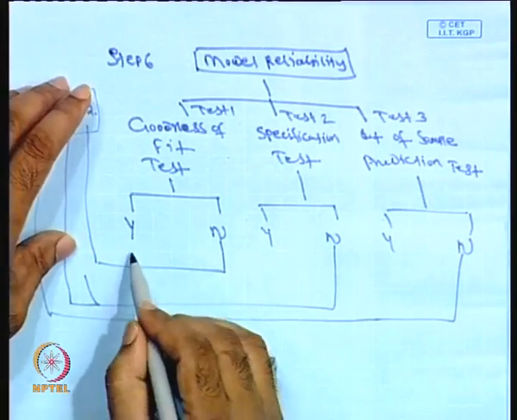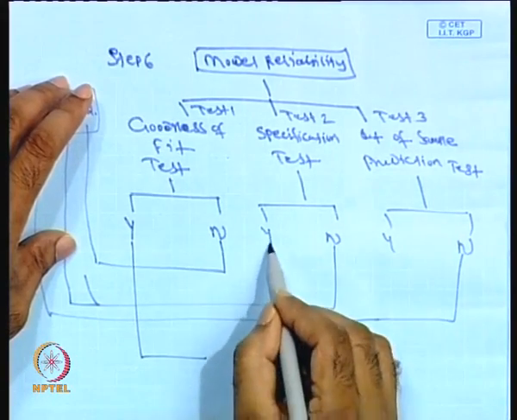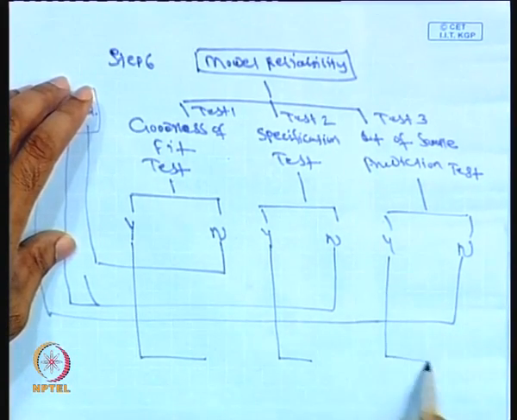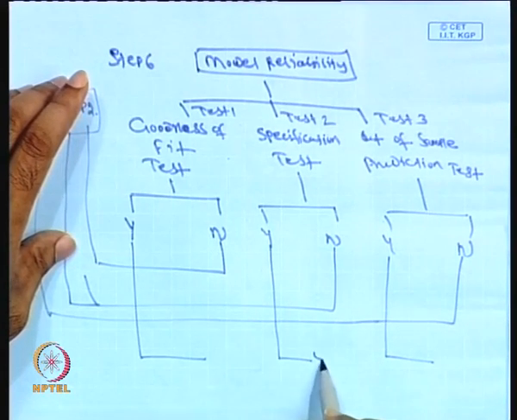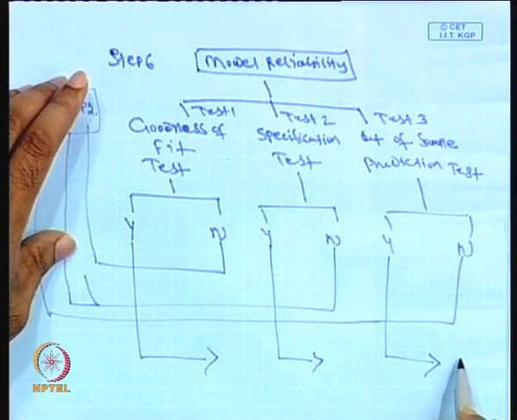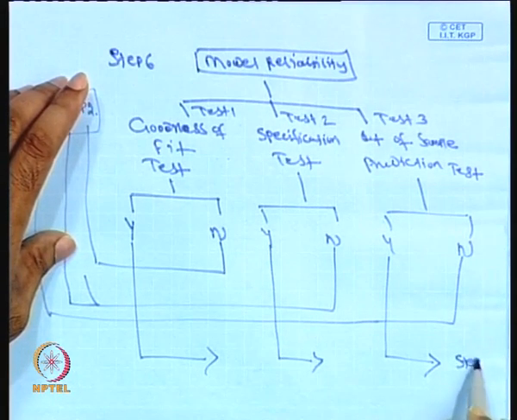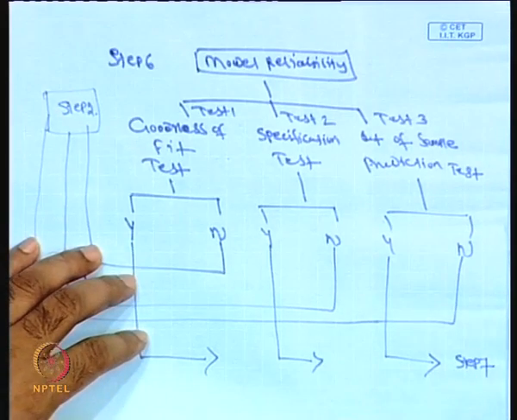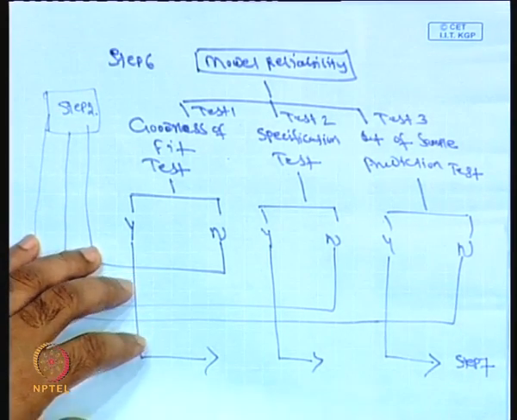However, if it is yes, then you have to proceed to step 7. So, every time if it is yes, then you have to go for step 7. So, now the question is, what is step 7? So, let me explain here what is step 7 here.